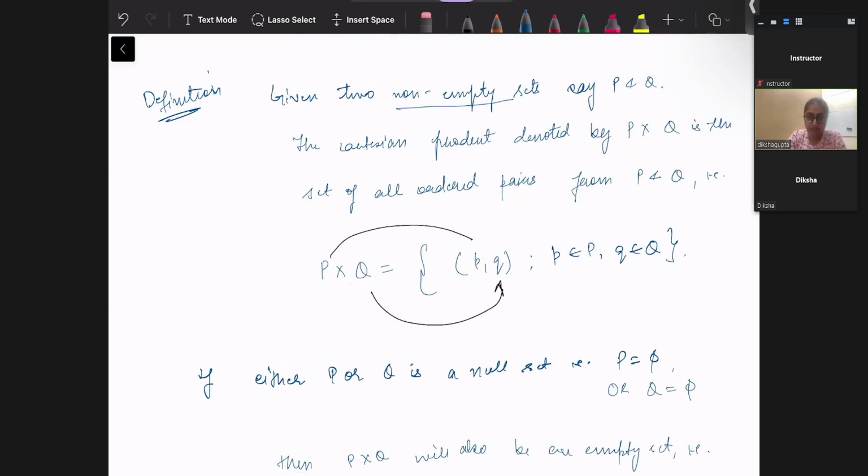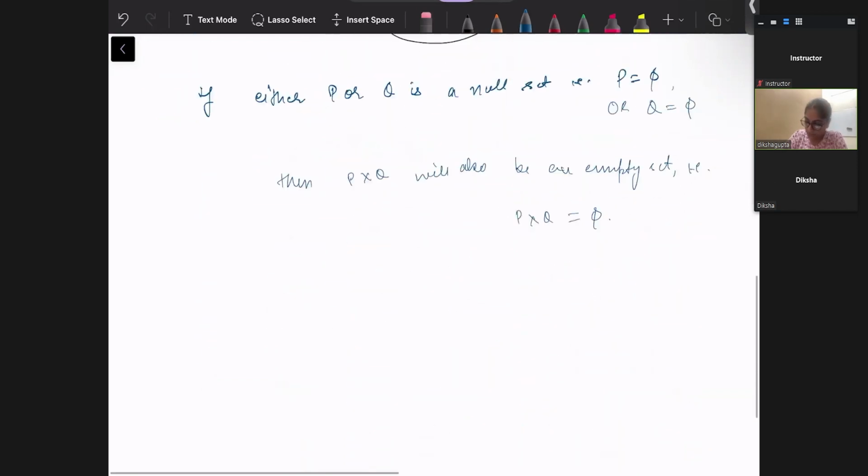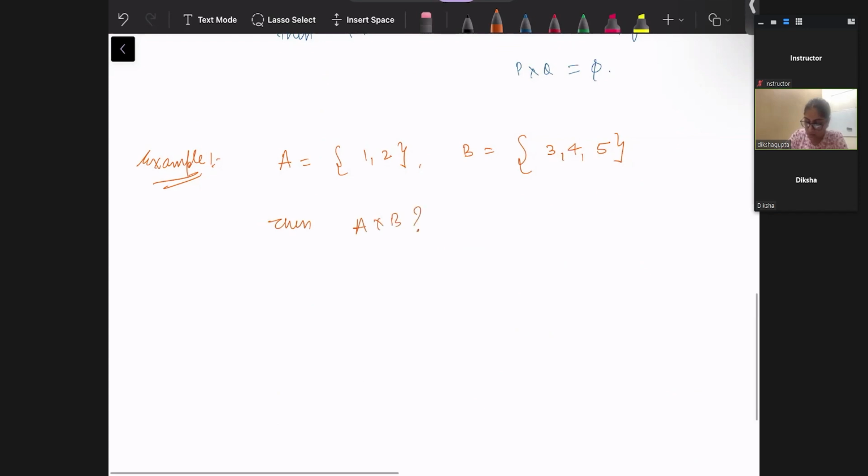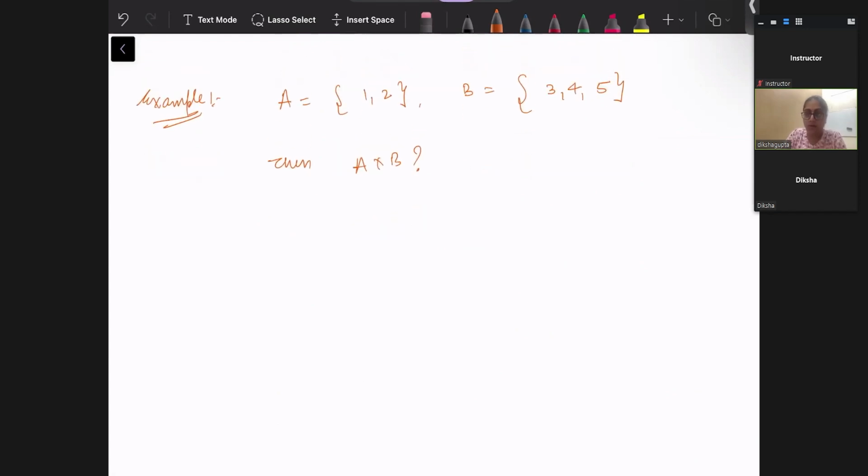So we can do some examples based on the same. So just a very easy example just to showcase what actually a Cartesian product is. So example, suppose A is the set which contains two numbers 1 comma 2 and B is the set which contains 3, 4, 5. Then the question is what will be A cross B? So what will A cross B look like?